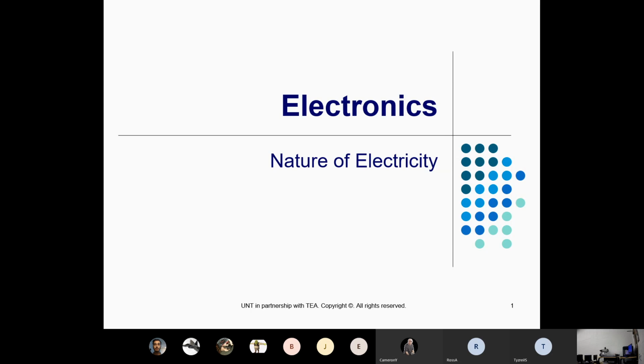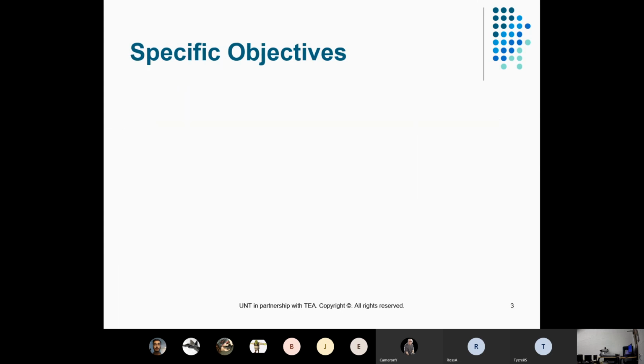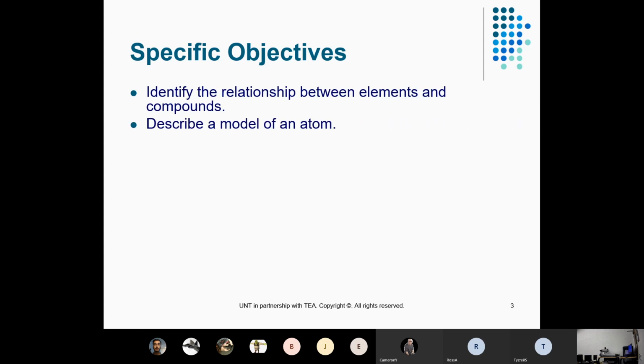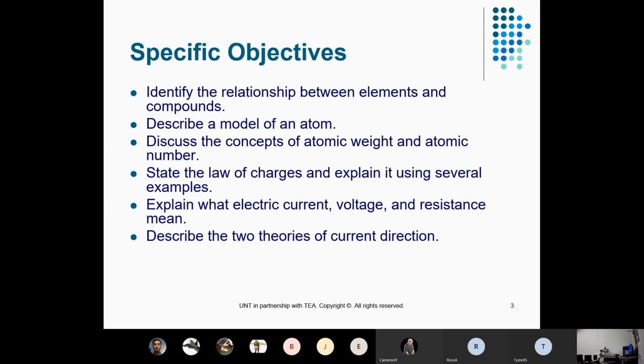All right. Nature of electricity. In this one, upon completion of this assignment, the student will be able to explain atomic theory, electricity, and the properties of various materials. So now we're going to get into how electricity is going to work. Specific objectives: we're going to be talking about the relationship between elements and compounds. We're going to be talking about a model of an atom, which we've already seen. Concepts of atomic weight and atomic number. State the law of charges and explain some examples. Electric current, voltage, and resistance. Two theories of current direction.